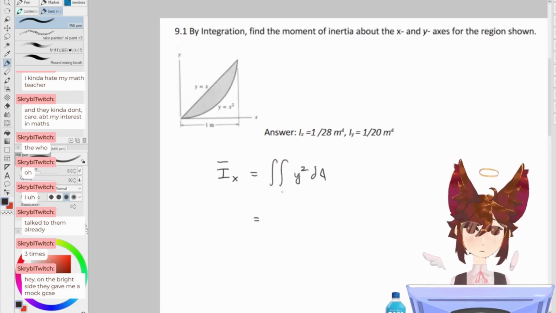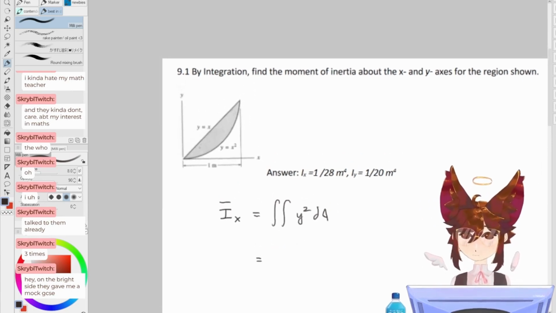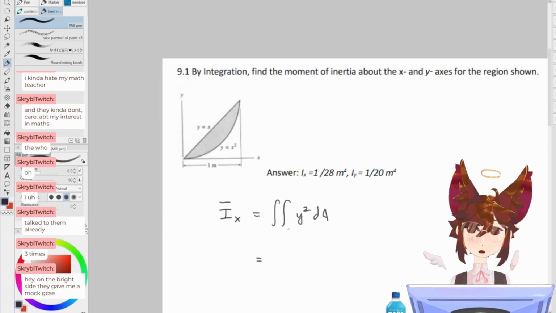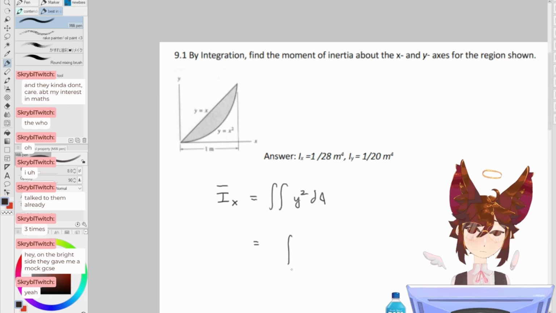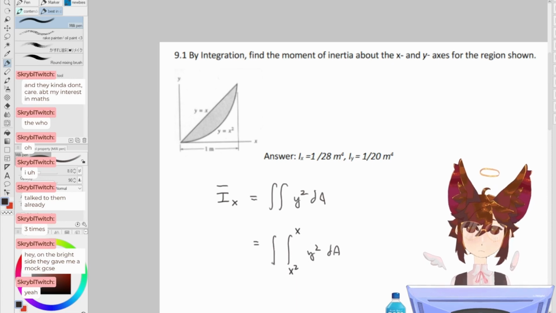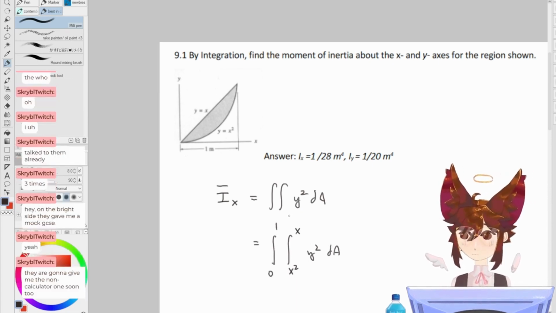Well, that's good. When you go up, you hit x. When you go down, you hit x squared. And then 0 to 1. They're gonna give you the non-calculator one soon too.